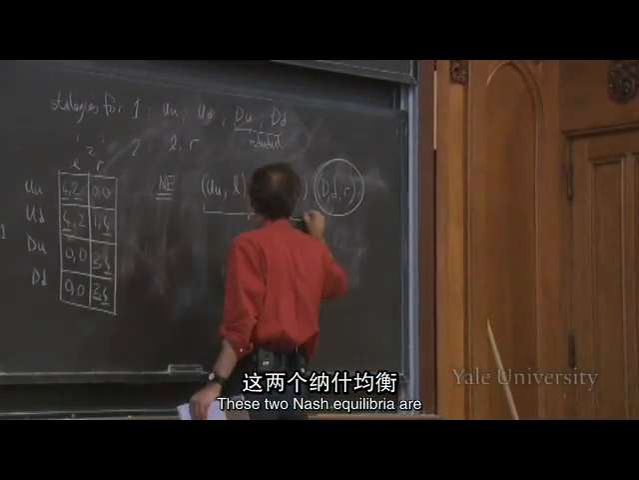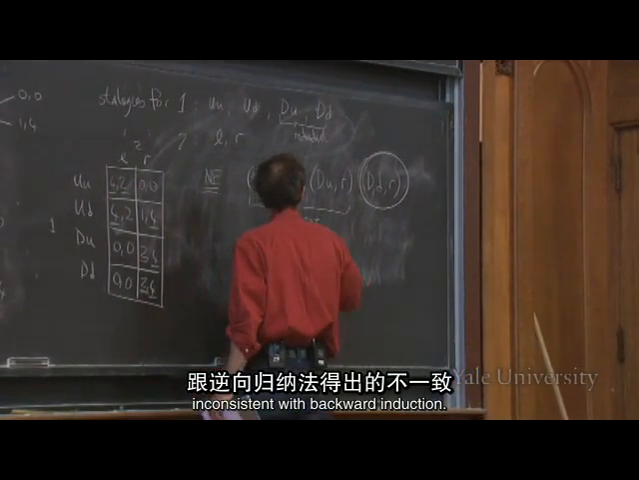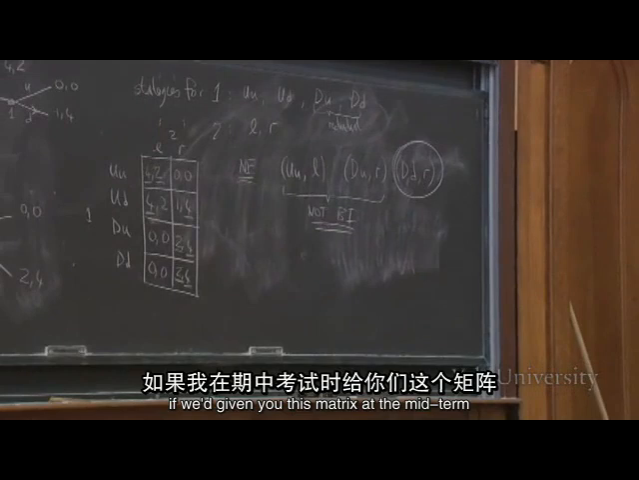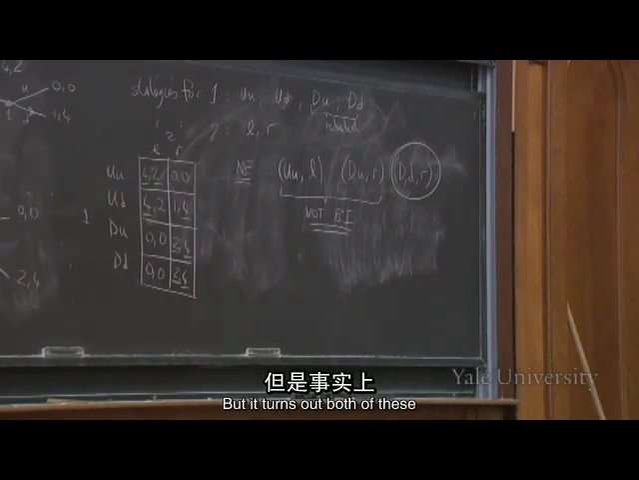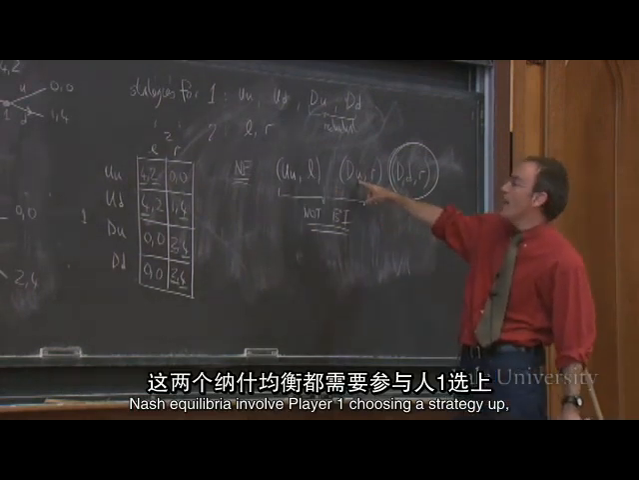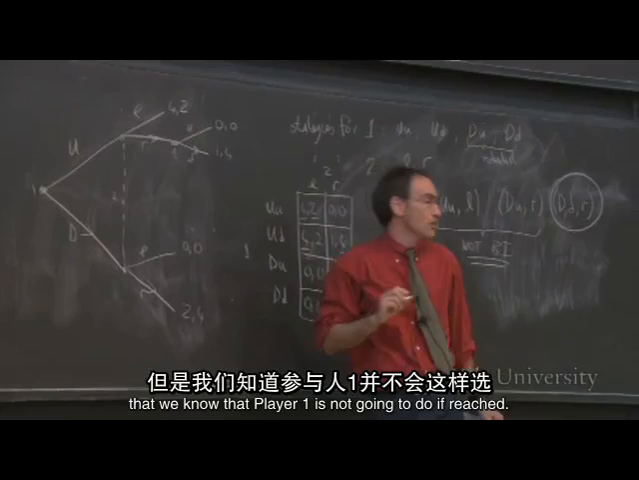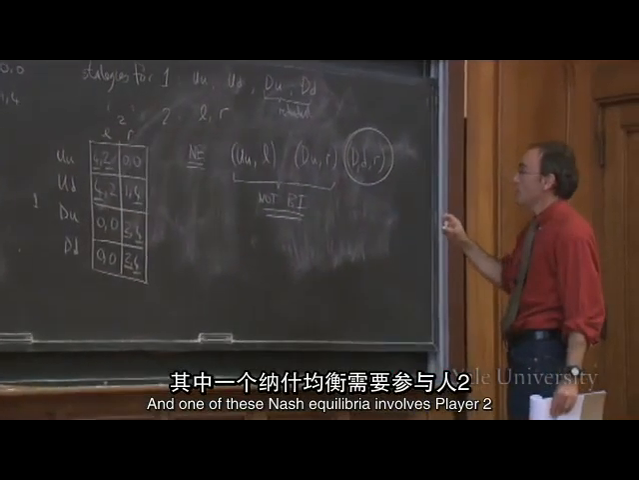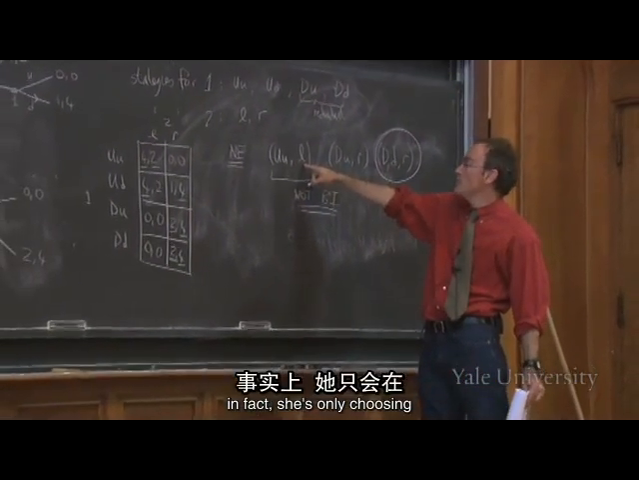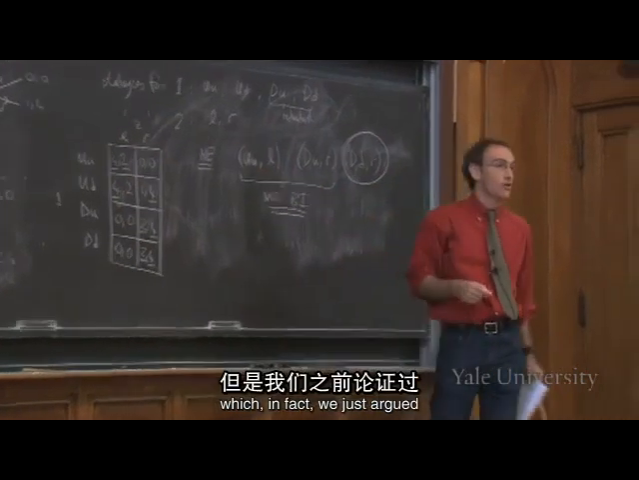These 2 Nash equilibria are inconsistent with backward induction. They're perfectly good Nash equilibria. If we'd given you this matrix at the midterm, you'd have thought they're just fine. But it turns out both of these Nash equilibria involve player 1 choosing a strategy up that we know player 1 is not going to do if reached. And one of these Nash equilibria involves player 2 choosing a strategy left that she's only choosing because she thinks player 1 is going to choose up, which we've just argued player 1 is not going to do.